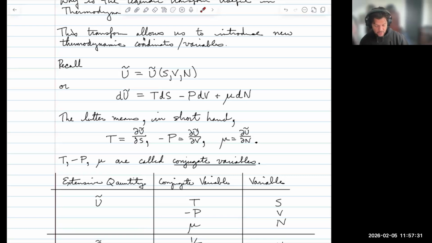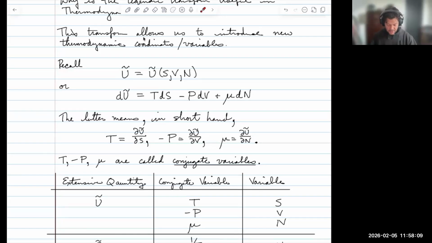I want to harp on this point once again. What this means simply is just an application of the chain rule, and there's no more content in that than there is in a statement like this. It simply means that this object here is the first derivative with respect to S, this object is the first derivative with respect to V, and this object is the first derivative with respect to N. First partial derivatives. But those functions happen to play a very important role for us: temperature, minus the pressure, the chemical potential.